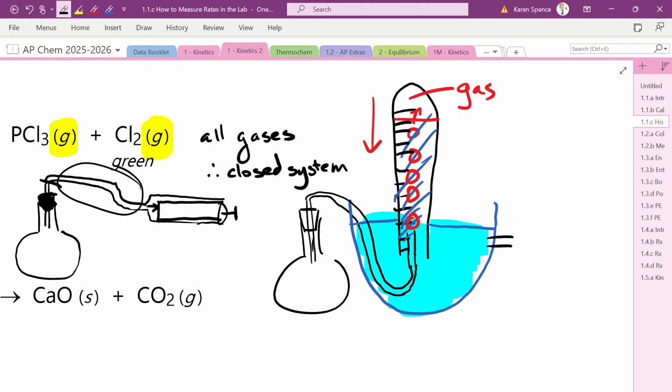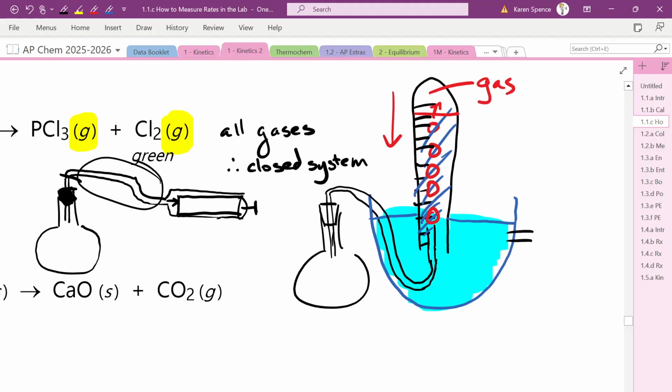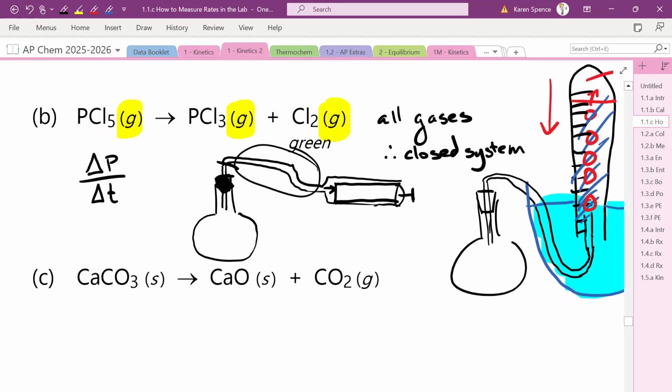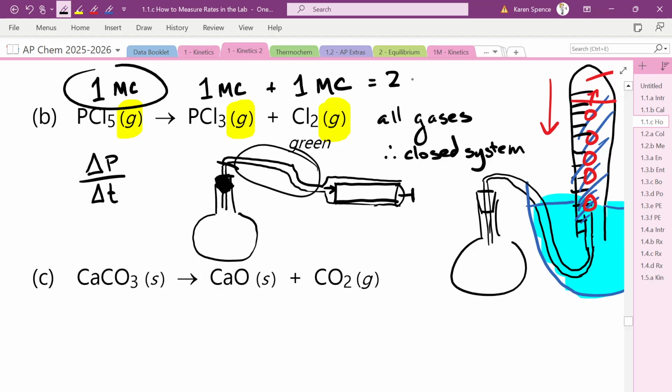Yes. But if you have gas reactions and gas products, why does it make more gas? Because you're using up the reactant gas to make gas. You go from one molecule to two molecules.